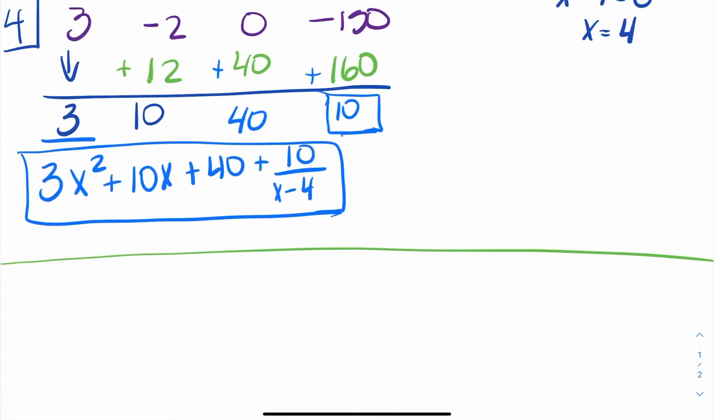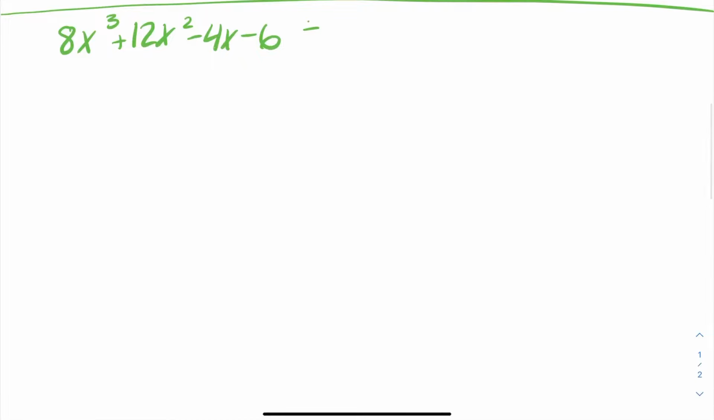In some cases, the coefficient in the denominator is not always 1 like it was in the first example. The steps are similar, but you just have to adjust a little bit. So let's look at the example 8x to the third plus 12x squared minus 4x minus 6, divided by 2x minus 1. In this case, you would take the coefficient of the x, which is 2, and divide everything by 2.